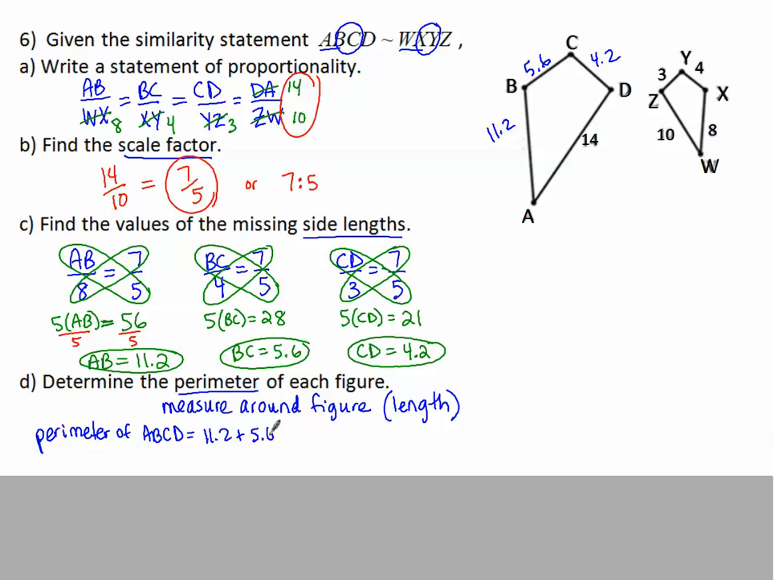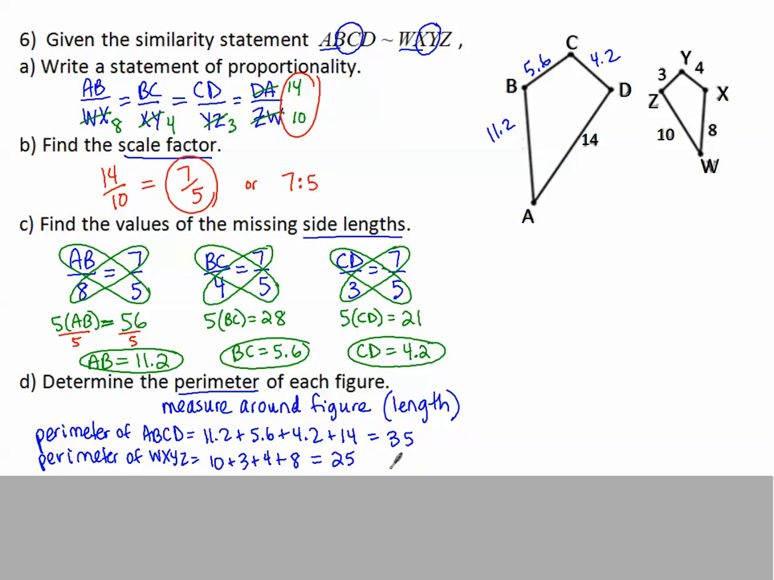11.2 plus 5.6 plus 4.2 plus 14, and that's 35. The perimeter of the smaller figure, WXYZ, take all those sides and add them up. 10 plus 3 plus 4 plus 8, and that's 25.